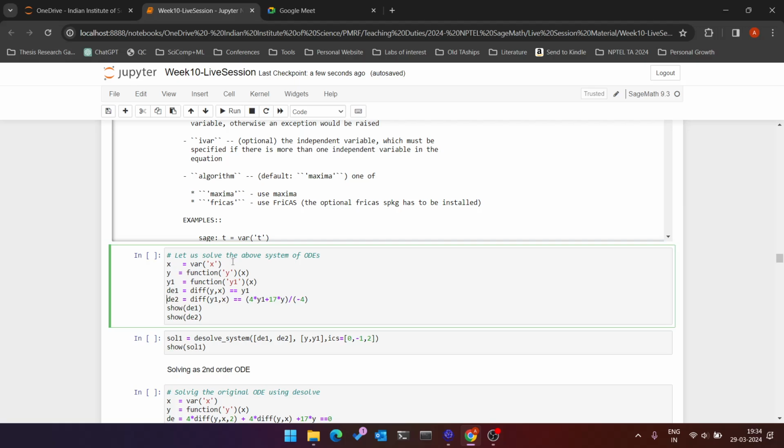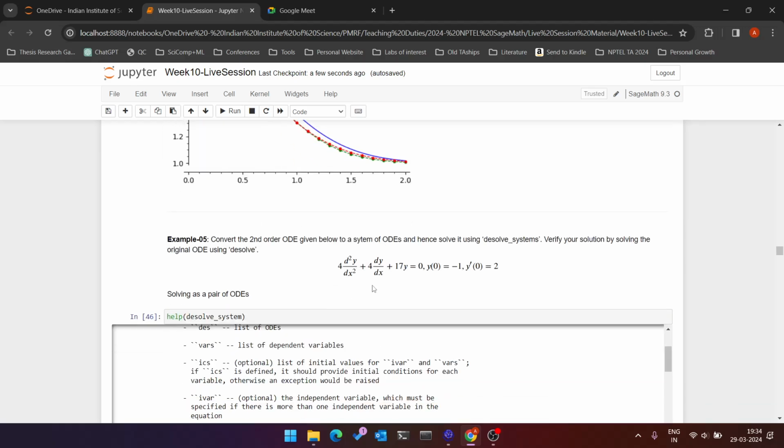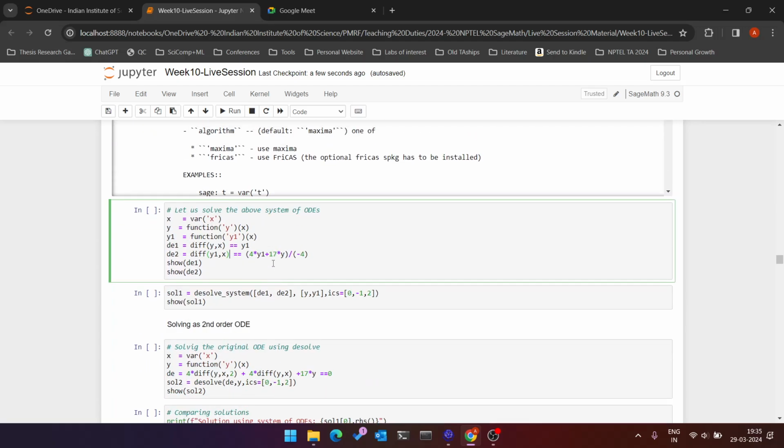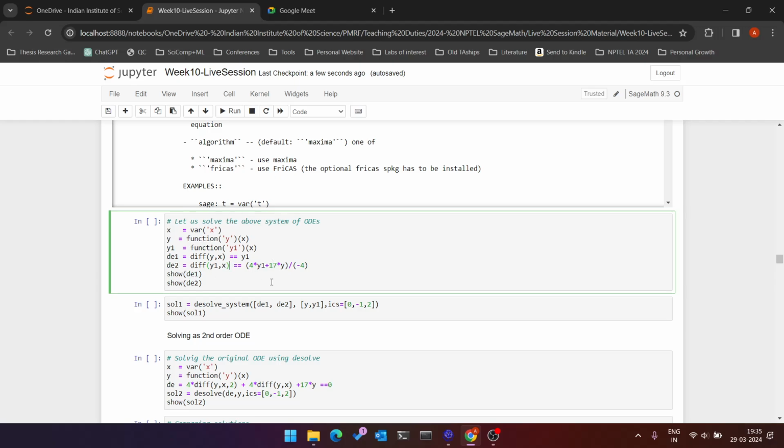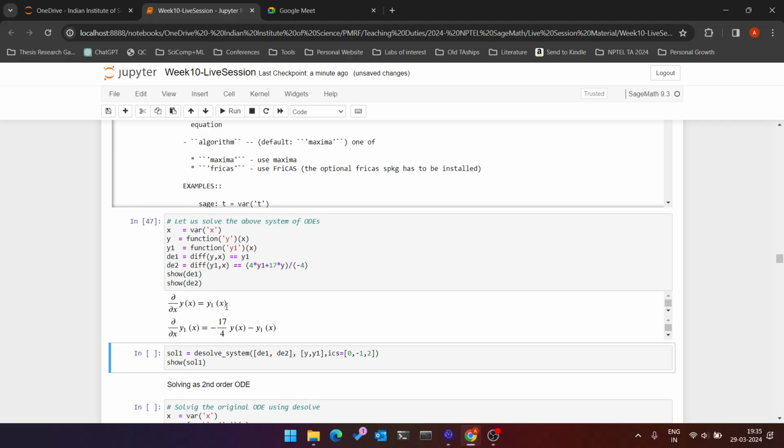So to do so, I have first written out my first differential equation, which is dy by dx equaling y1, and my second differential equation is dy1 by dx, which is nothing but y double dash of x, equal to minus 4y dash plus 17y divided by 4. So this whole thing is brought to the right hand side, and this 4 also brought here. Okay, this gives me my second differential equation. If I print this out, dy by dx is y1, and then dy1 by dx, which is nothing but y double dash, is given here.